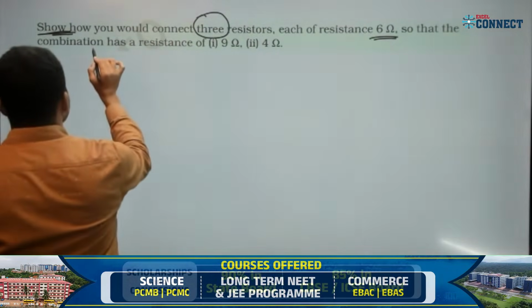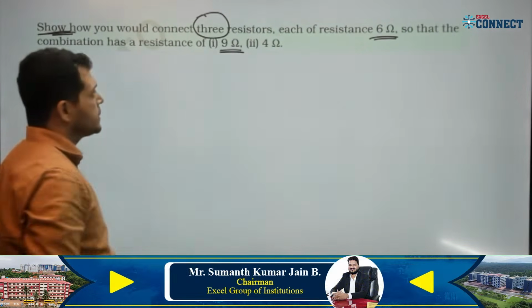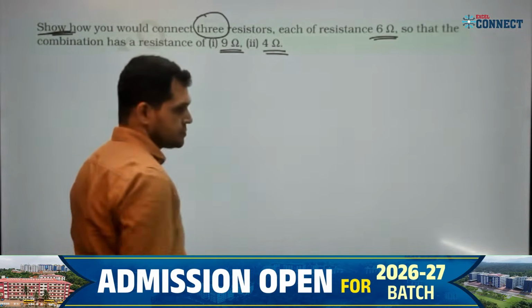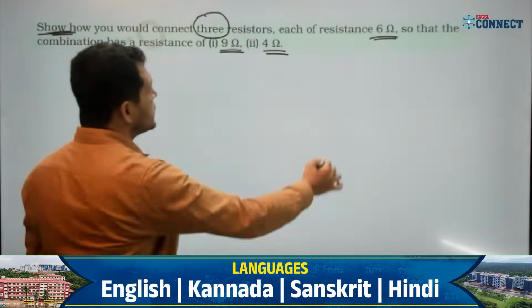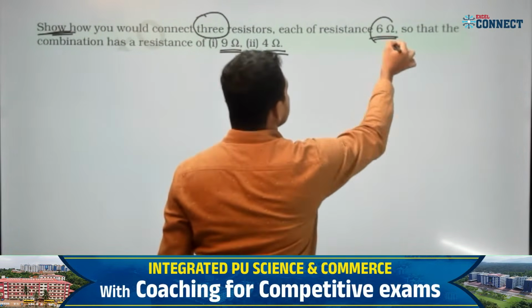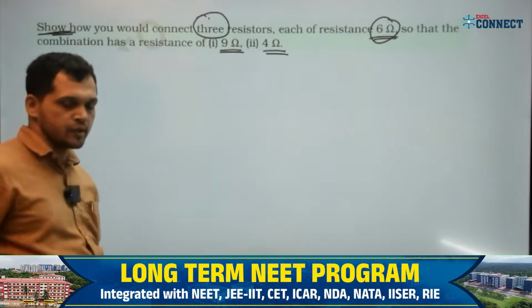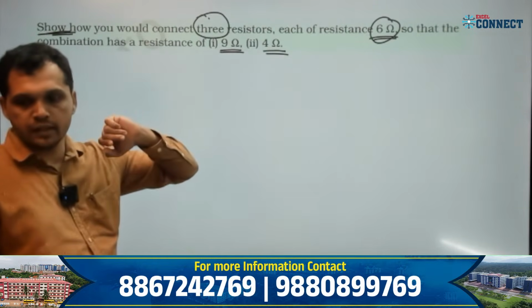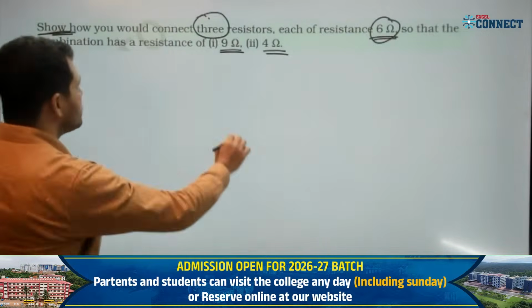So that one combination has a resistance of 9 ohm and another combination has 4 ohm. We have identical resistors, 6 ohm each, all 3 identical. Now how much equivalent do we have to get? 9 ohm equivalent we have to get.